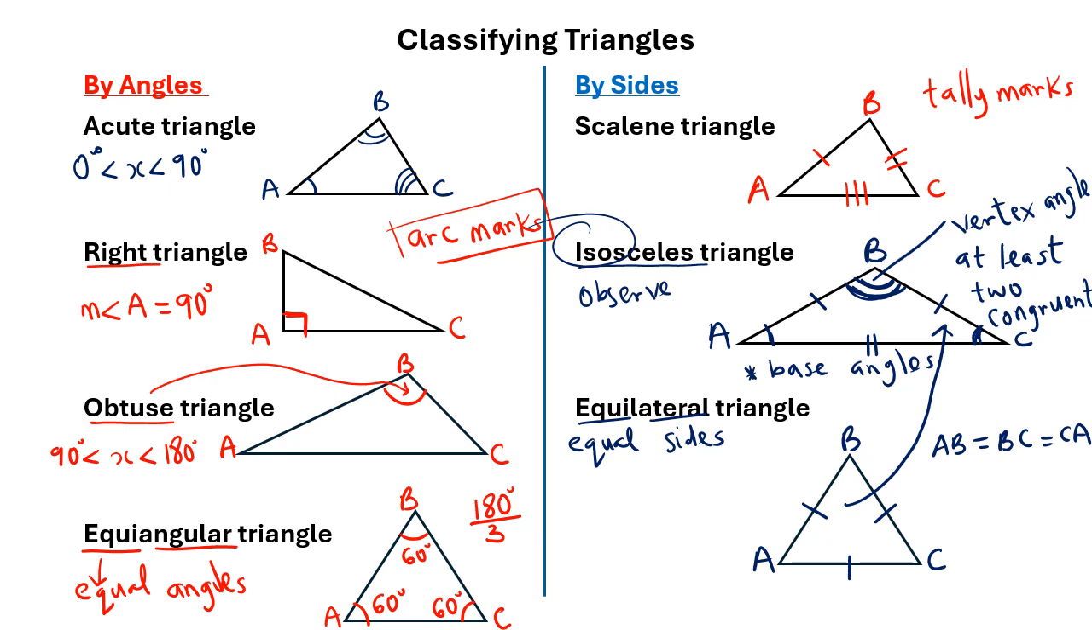Another observation that I see here: because all three sides are congruent, it makes all three angles congruent. So the three base angles will also be congruent, and we'll also have 60 degrees each. This is the connection between naming triangles by sides and by angles. All right, so you can see the connection between the equiangular triangle and the equilateral triangle.